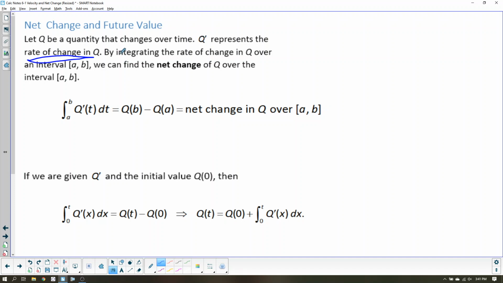Okay, so by integrating the rate of change, meaning integrating the derivative, we will end up getting a net change. So this statement here is simply the fundamental theorem of calculus, but we call it the net change theorem. It says integrating the rate of change in a quantity equals the net change in the quantity. Another way this is sometimes phrased in the problems is they will give you the rate of change of something, and they will ask you for what is the total change.